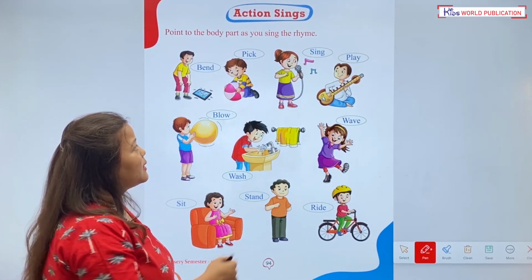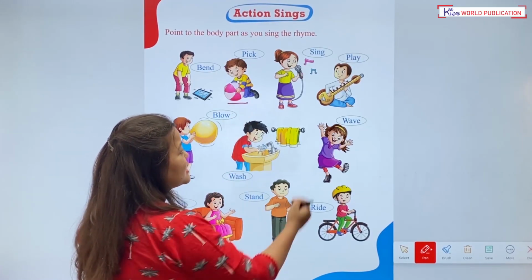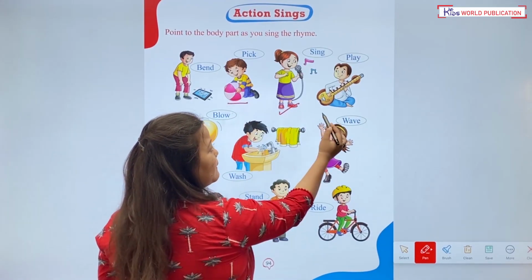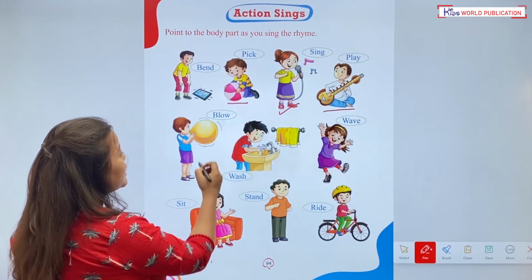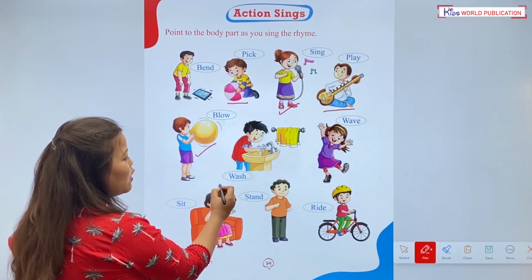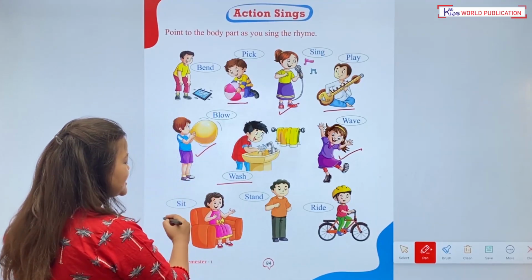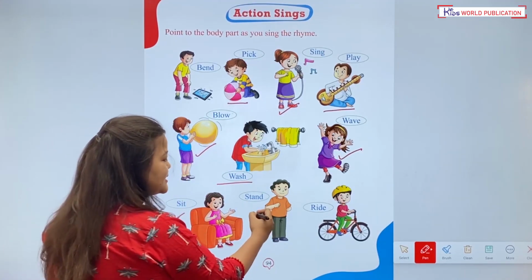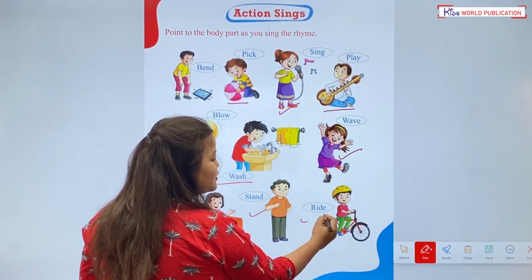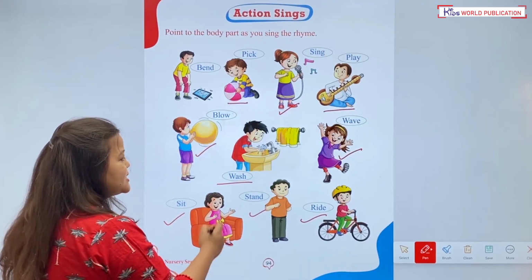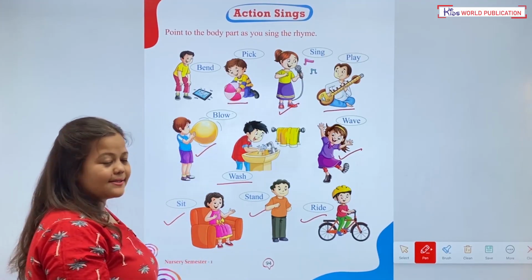Bend, pick, sing, play, blow, wash, wave, sit, stand, ride. So these are some action words.